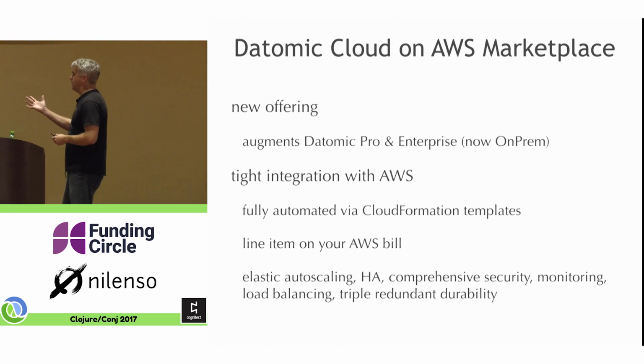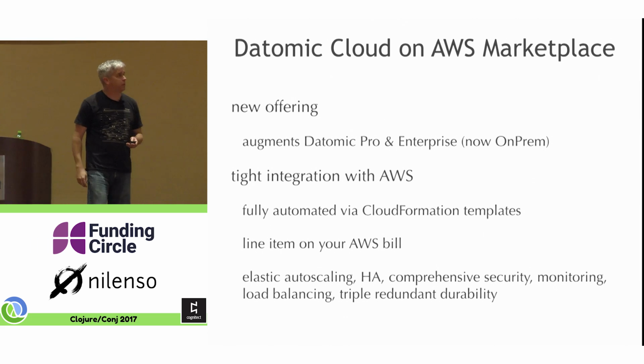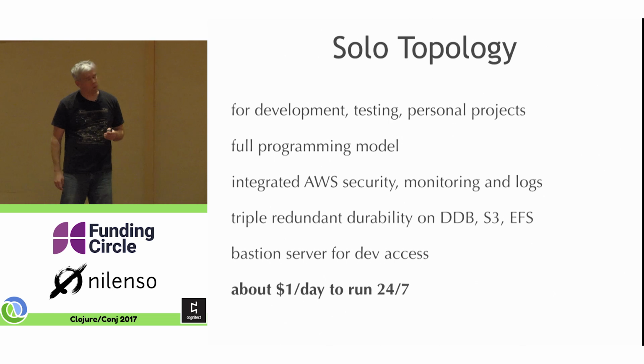So you run an AMI, and then this just shows up on your Amazon bill. Right? It just shows up as a line item on your Amazon bill. You've got DynamoDB, S3, and now you would have Datomic. It just shows up on your regular Amazon bill. So what's that going to look like?